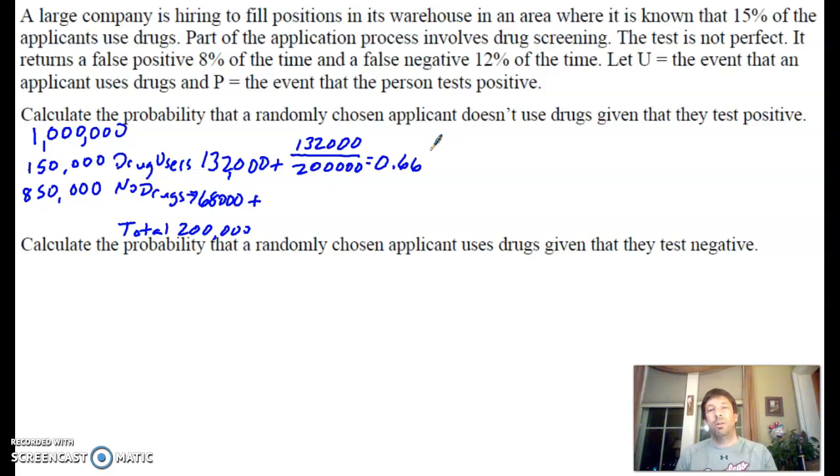Now, a lot of people struggle with this because when they see that there's a false negative rate of 12%, that means there's a true positive rate, meaning the test gets it right for the drug users 88% of the time. And so people think that means there's an 88% chance that you're using drugs if you test positive. When in reality, there's only a 66% chance.